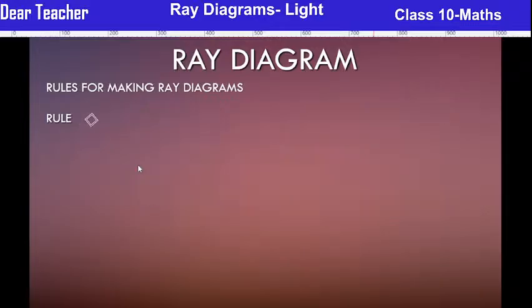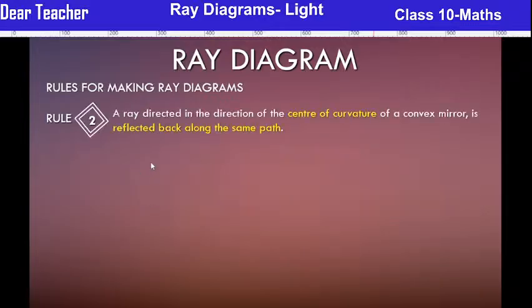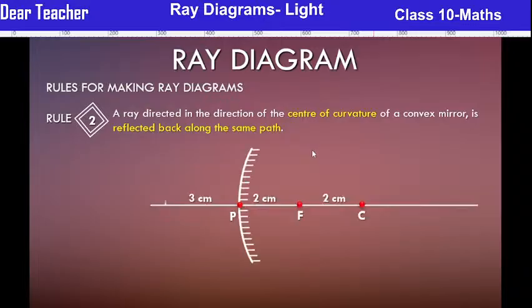The second rule is a ray directed in the direction of the center of curvature of the convex mirror is reflected back along the same path. So here this is directed towards the center of curvature. Okay, see, this is directed towards the center of curvature. It comes back along the same path.